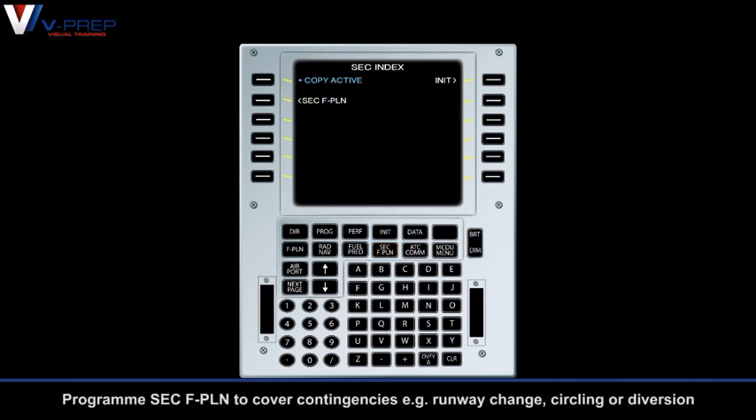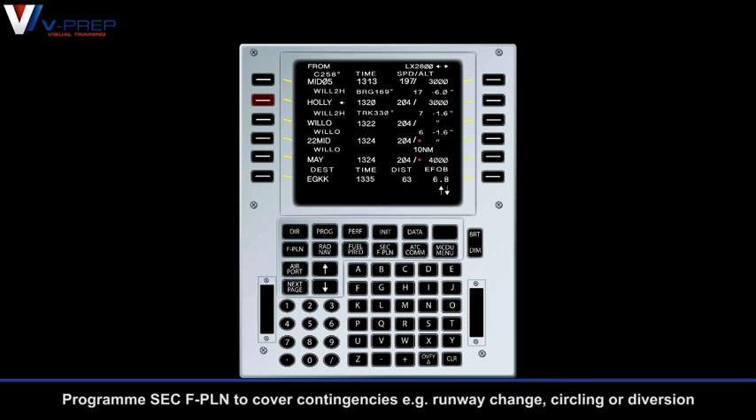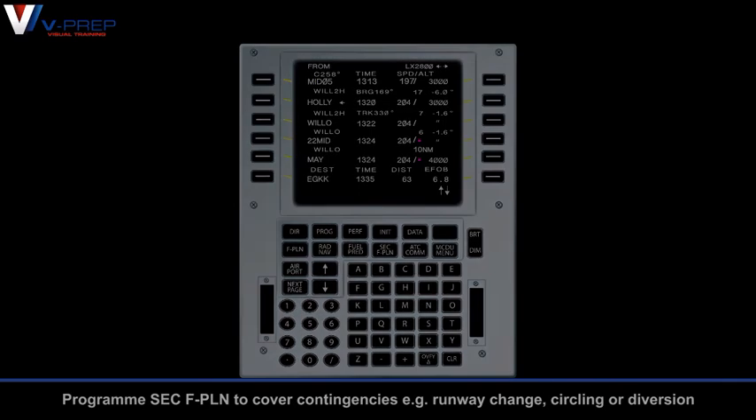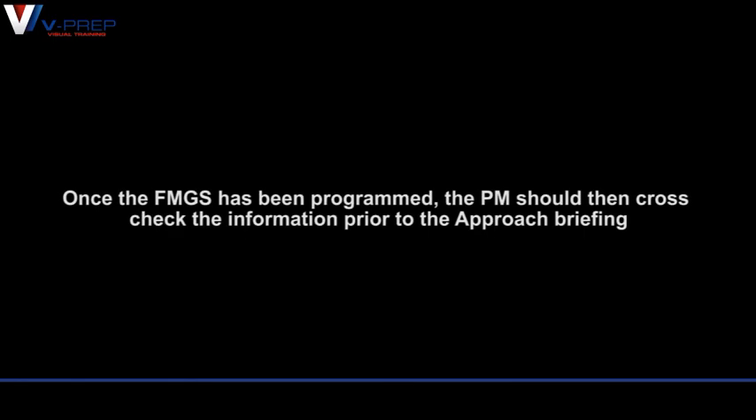Program secondary flight plan to cover contingencies, e.g. runway change, circling, or diversion. Once the FMGS has been programmed, the pilot monitoring should then cross-check the information prior to the approach briefing.